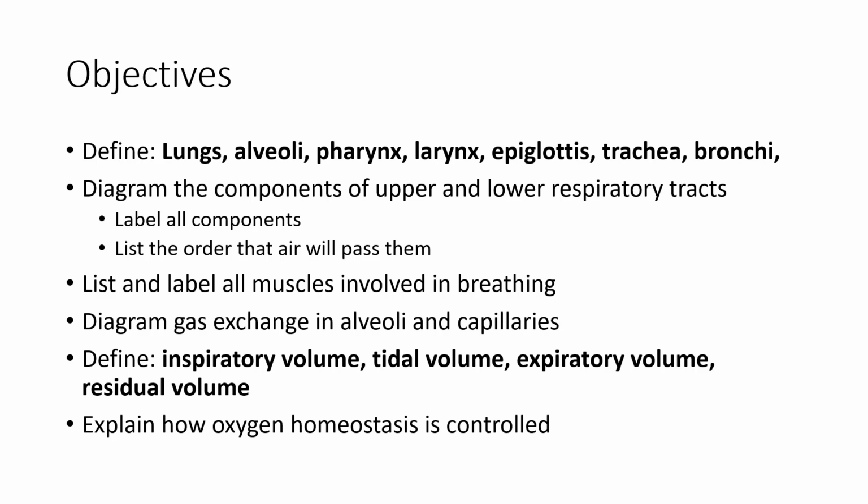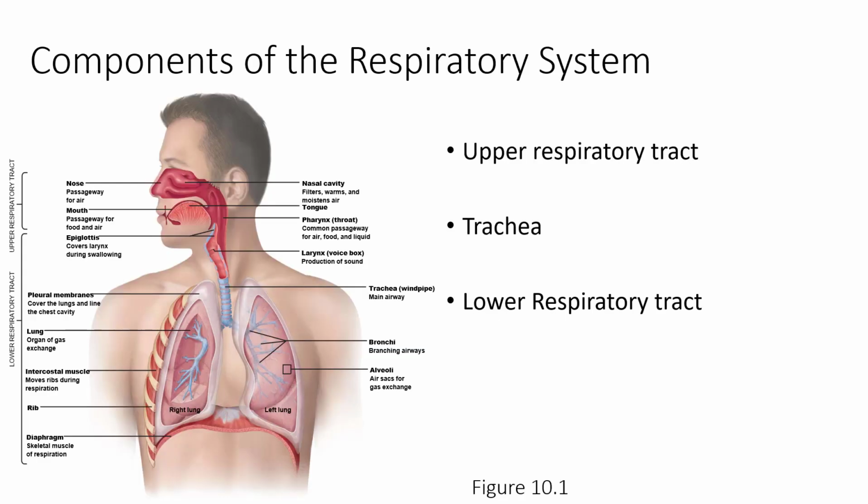List and label all muscles involved in breathing. There are two. Diagram gas exchange in alveoli and capillaries. Define inspiratory volume, tidal volume, expiratory volume, residual volume, as well as vital capacity, and explain how oxygen homeostasis is controlled. There are different parts of the respiratory system we're going to look at. This will not be incredibly in-depth, but more of an overview.